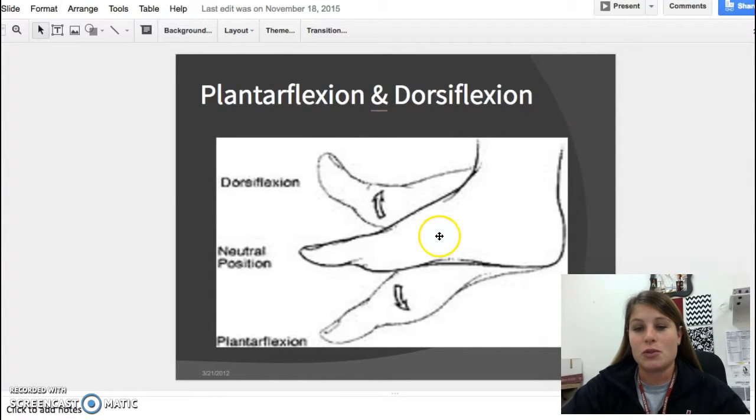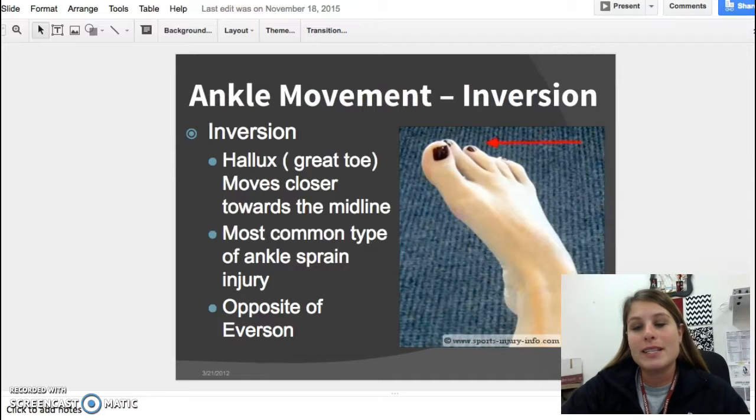And here's a picture that shows your foot in neutral position, and dorsiflexion is going up towards the knee, and plantar flexion is toes pointed down towards the floor. So we have two more movements in the ankle.